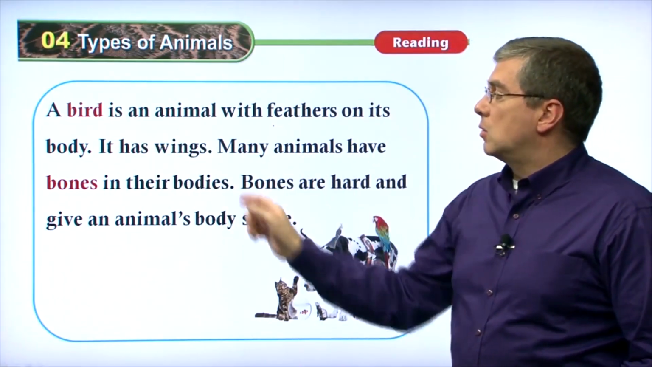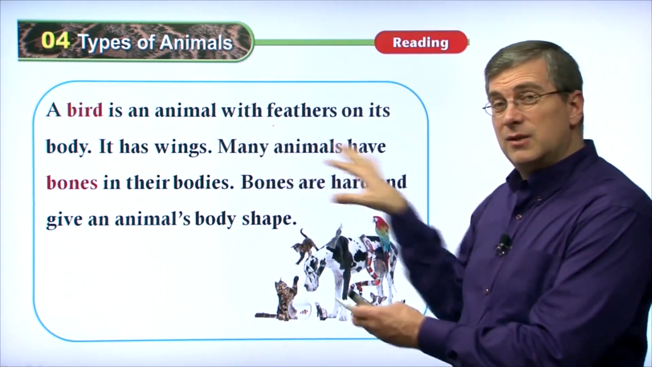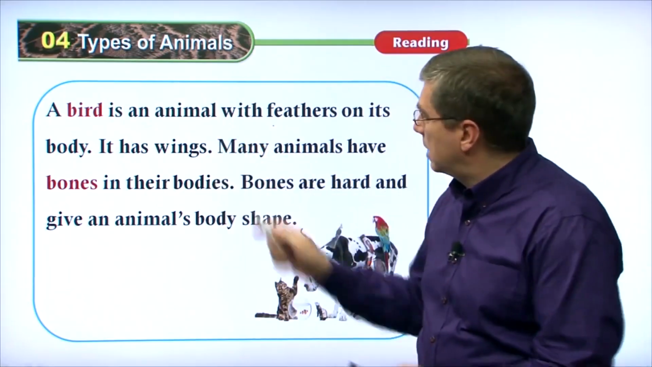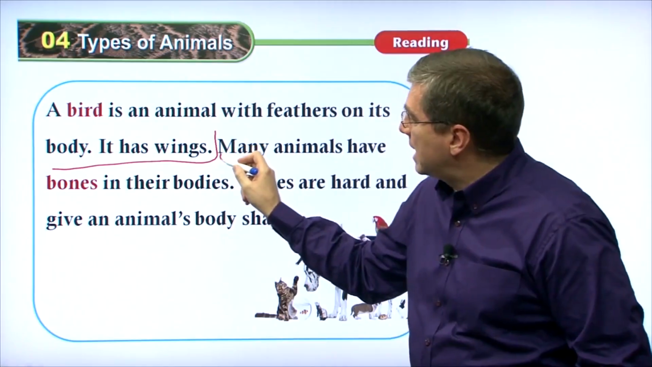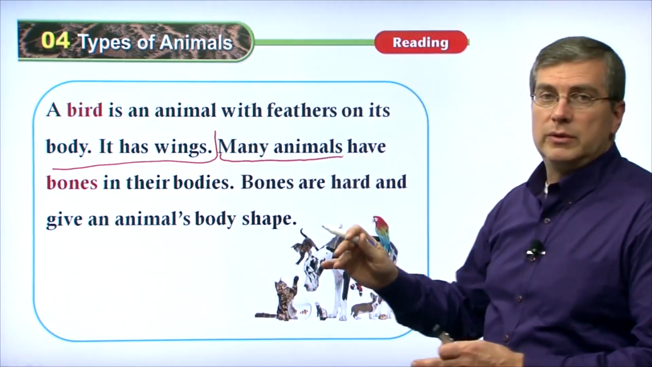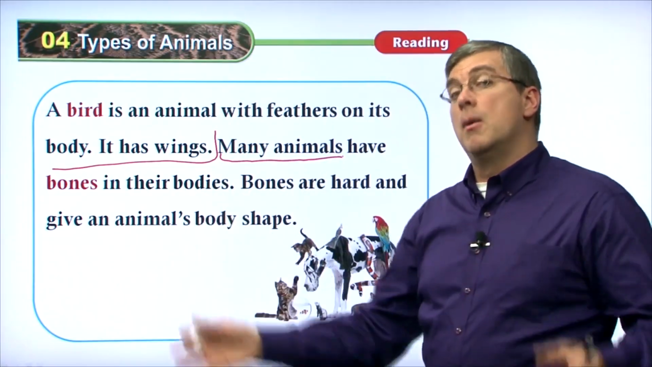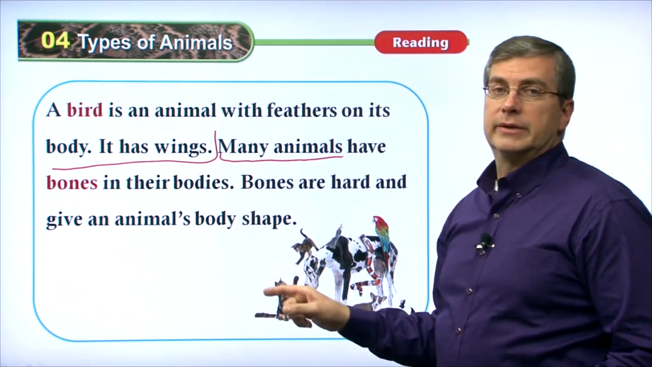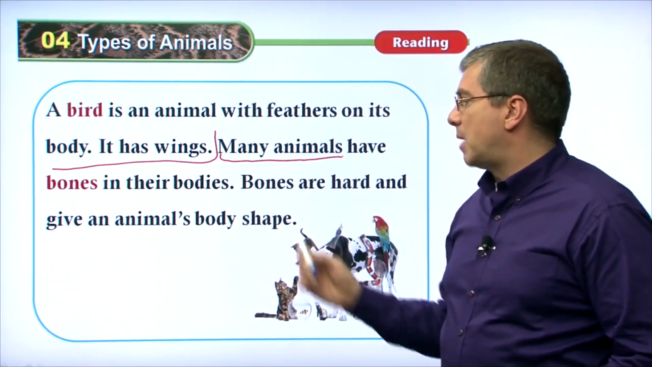Many animals have bones in their bodies. Okay? Now this is kind of a sentence that's going off, talking about most animals. This part right here, of course, is just talking about birds. But starting from here, we say many animals. We get away from groups of animals. We're just making a general statement that many animals have bones in their bodies, because we were talking about bones before. Bones are hard and give an animal's body shape.